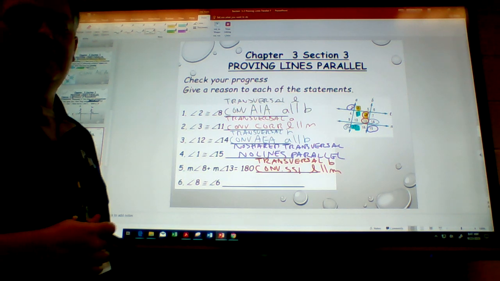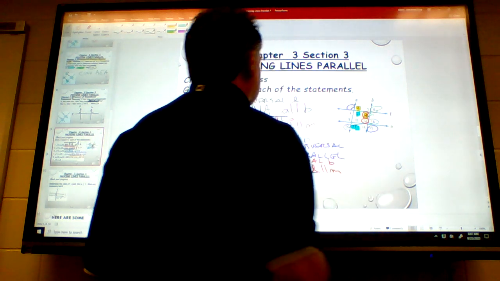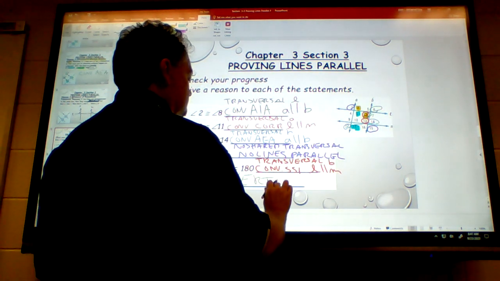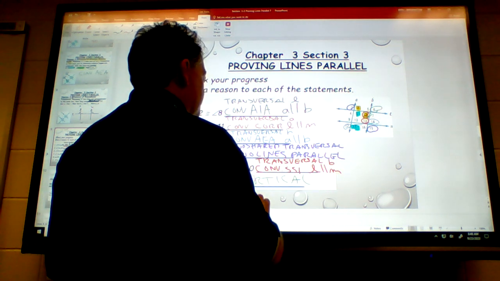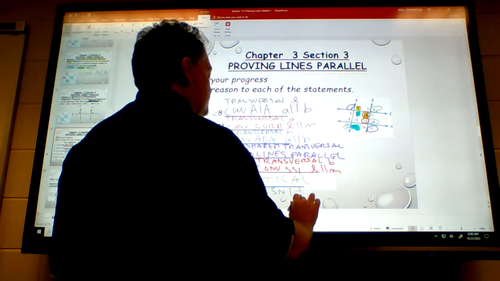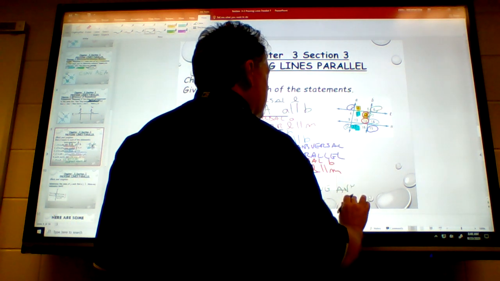And then finally, my last one before we run out of time here, 8 and 6. They're vertical. Doesn't prove any lines parallel.